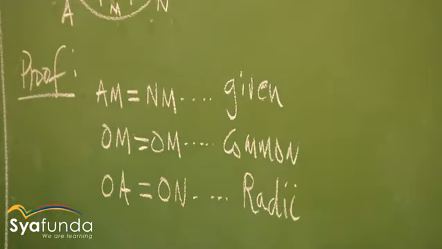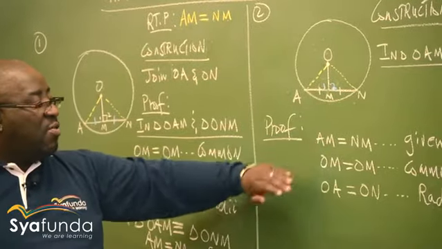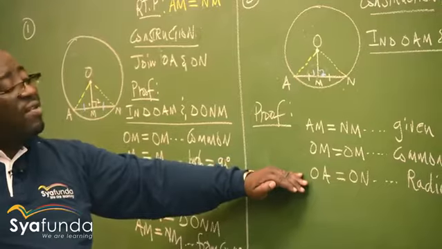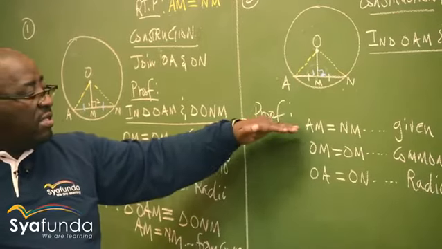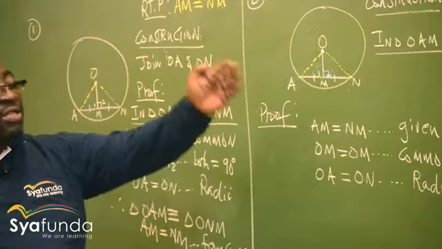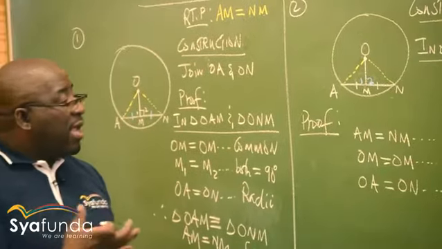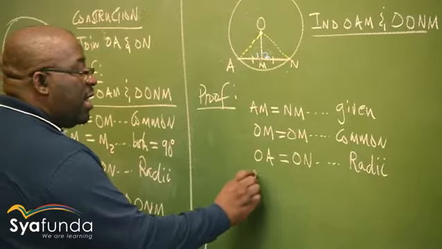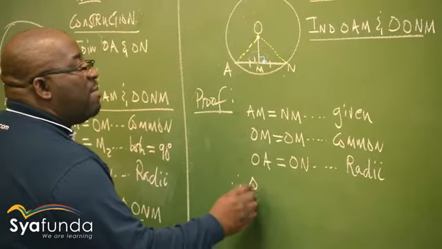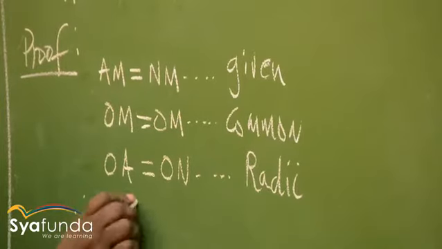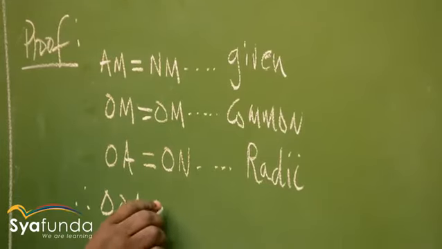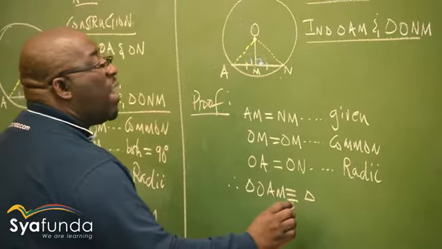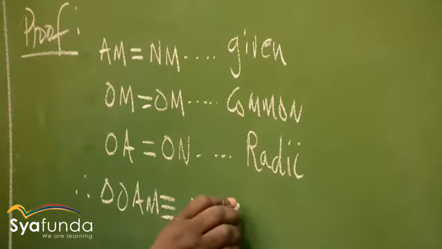Right. What is this? This is a side. What is this? It's also another side. What is this? It's also another side. Do you have a case of congruency that uses side, side, side? Yes, we do have the first one. Therefore, we can conclude that the two triangles are congruent. Therefore, triangle OAM is congruent to triangle ONM.